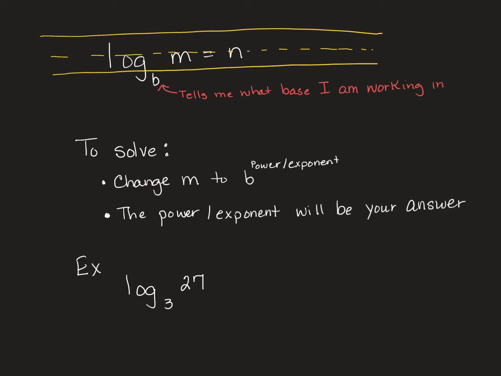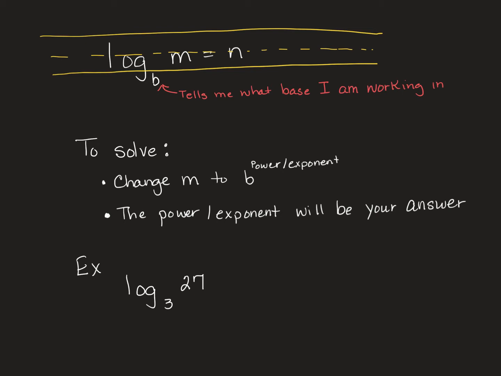So if I want to solve or evaluate, whichever word we use, we're going to change this m, whatever that amount is, to my subscript or my base number to a power, or an exponent, however you want to put it. And then that power or exponent becomes your answer. So here's my example. It says log base 3, notice this 3 is smaller, it's below everything, of 27, and that's how you would read it. Log base 3 of 27.